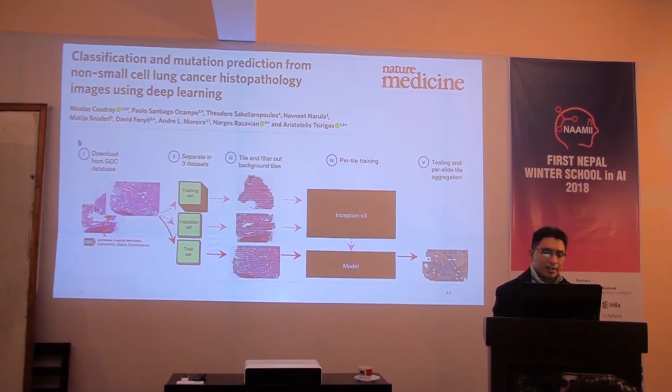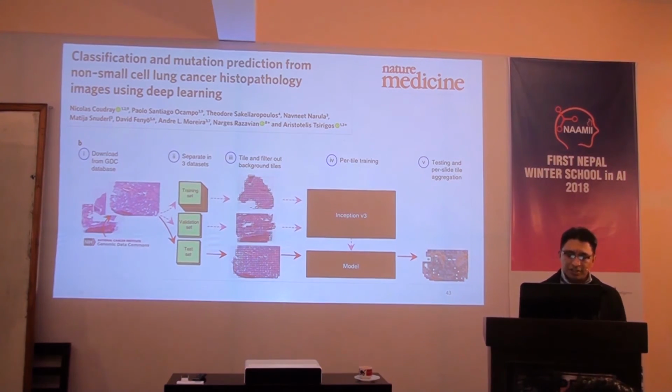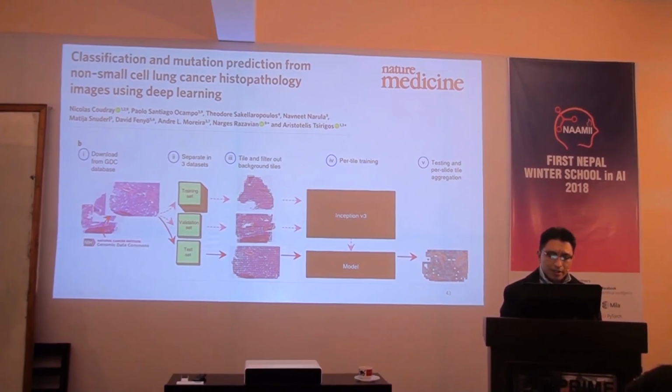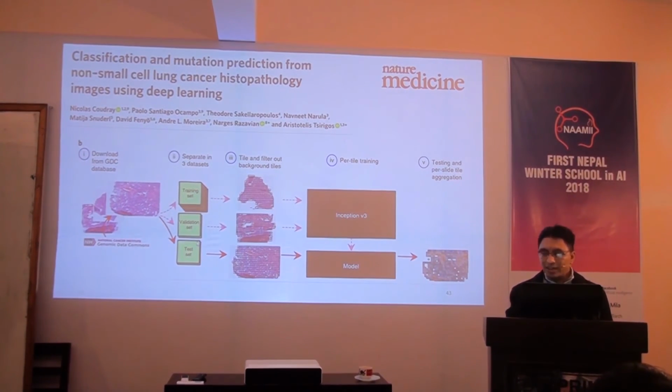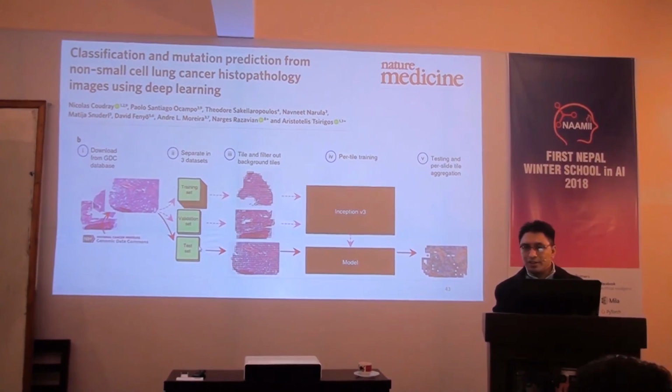So based on the histopathology images, the tissue images, they separate the individual pixels, the information present within the individual pixels, into training set, validation set, and test set, right?